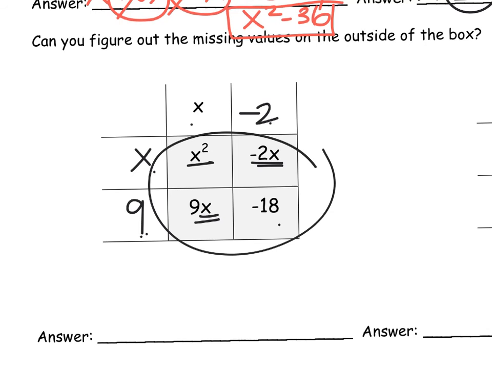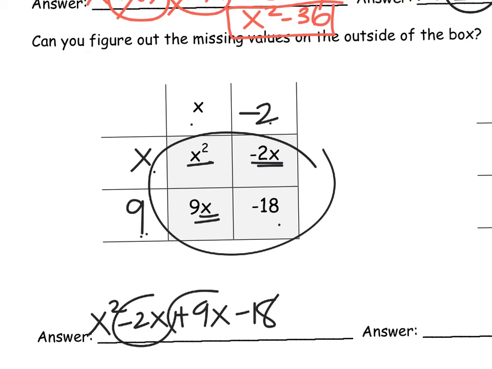Our final answer is x squared minus 2x plus 9x minus 18. Like terms, x squared plus 7x minus 18.